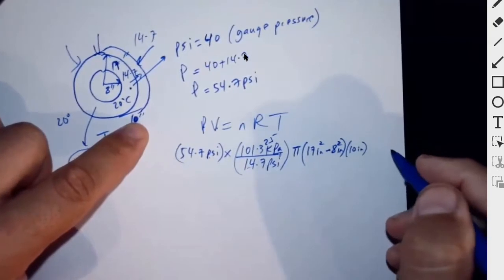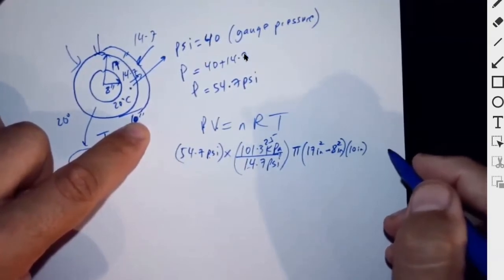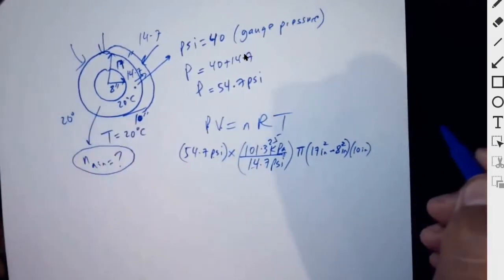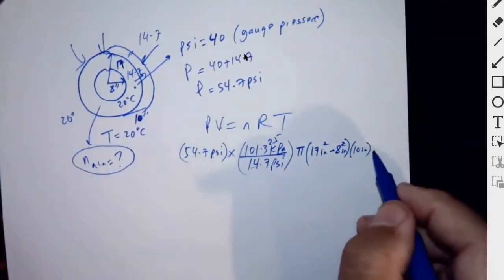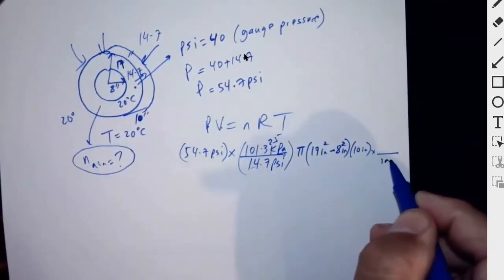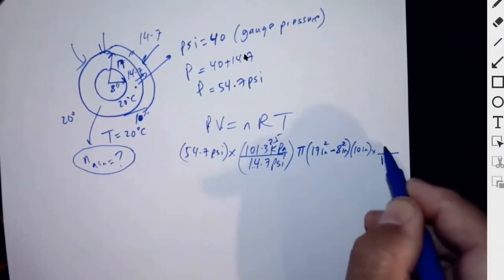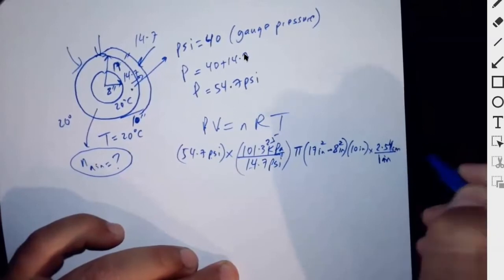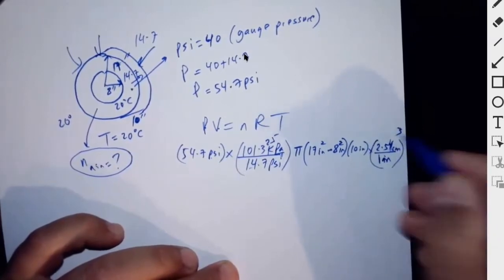But then I want to convert from that to meters cubed, because this is going to be inches cubed, right? So how do I convert that? 1 inch is 2.54 centimeters. Then I cube that.